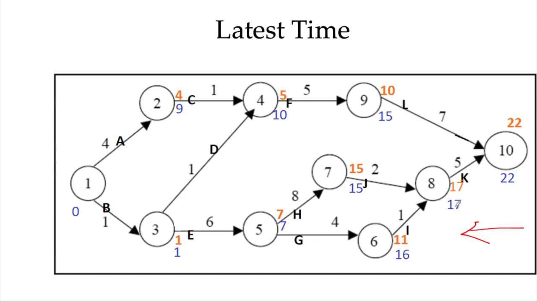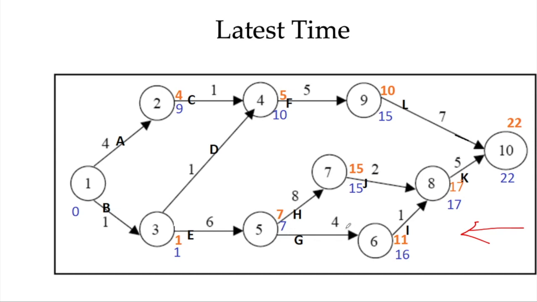Similarly, this is 17 and it requires 1 day, so this has to start on 16. This is 17 and this is 2, so this will be on 15. Now if we move backward, this 8 from 15 gives 7, and this is 16, 4.